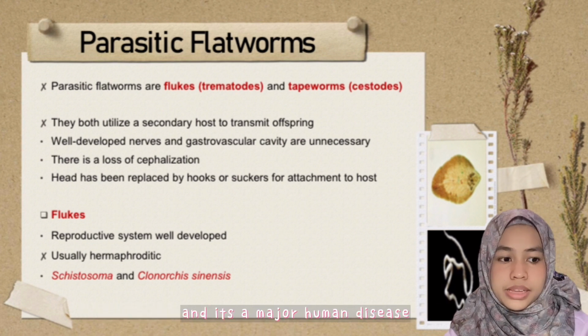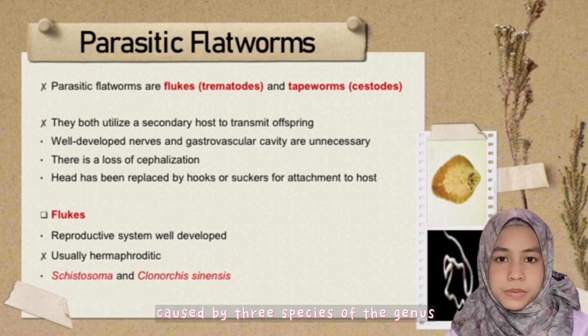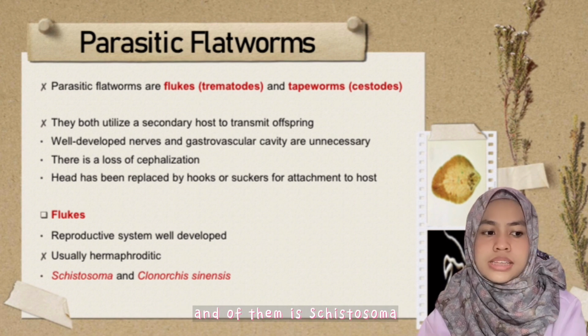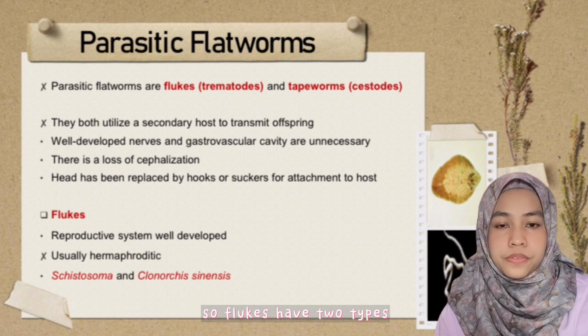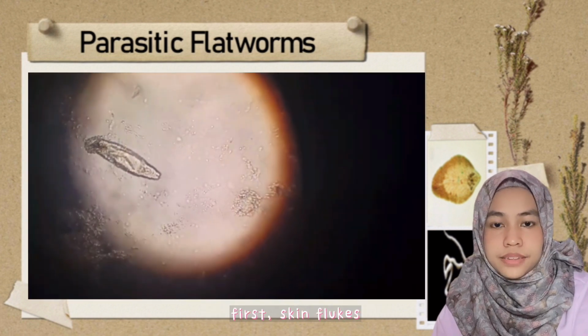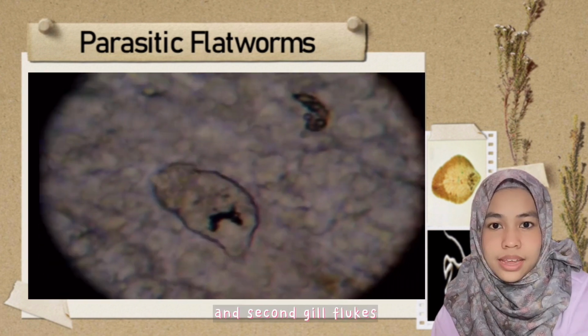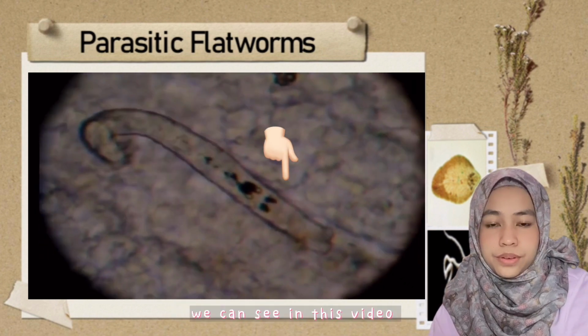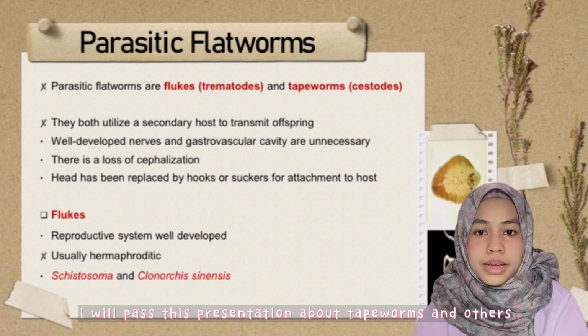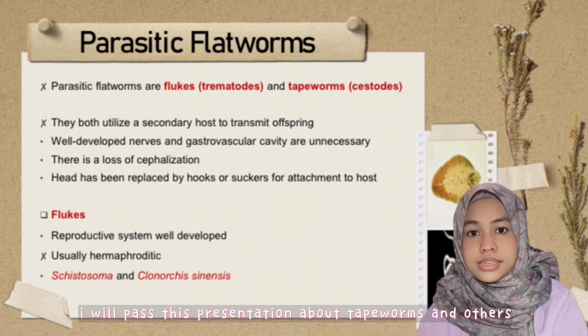It is a major human disease caused by three species of the genus, and one of them is Schistosoma, known collectively as blood flukes. So flukes have two types, first skin flukes and second gill flukes. For gill flukes, they have four spots, as we can see in this video. So that's all from me. I will pass my presentation about tapeworms and others to Hazira.